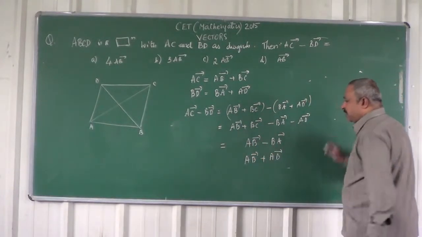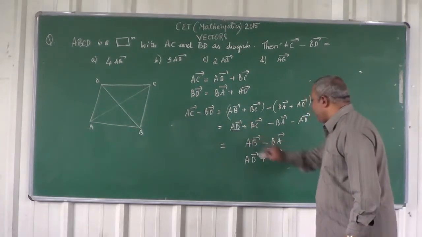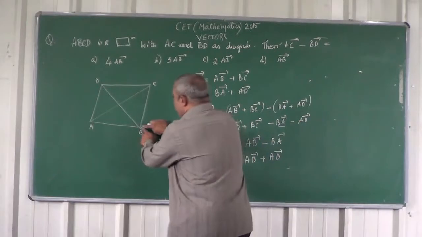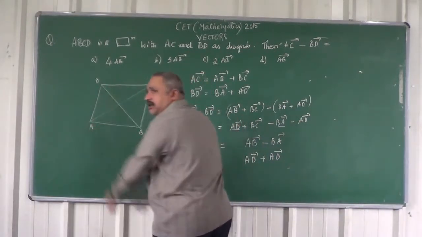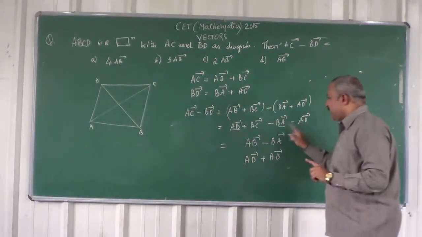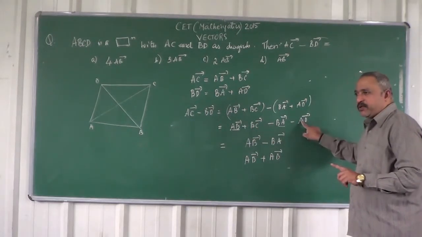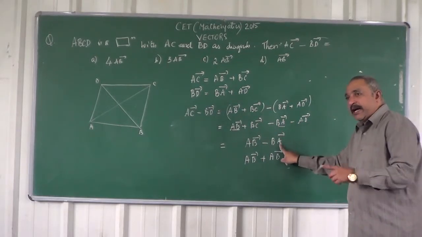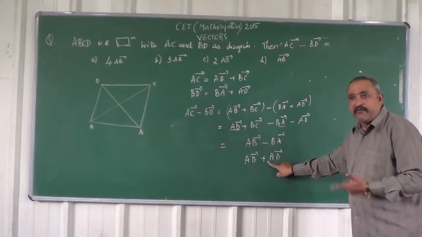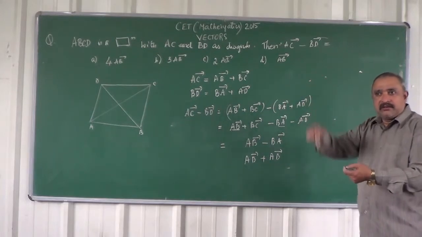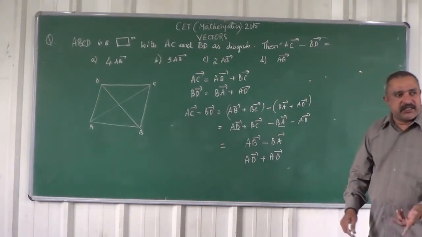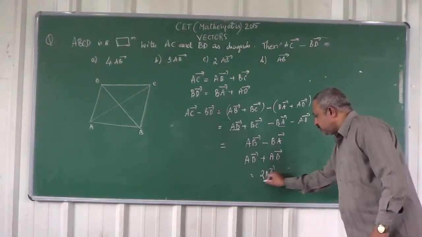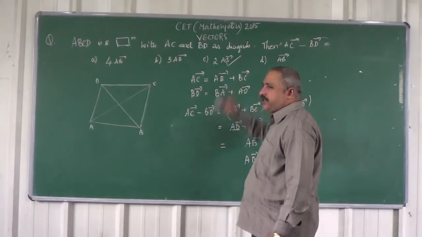Now which are the two vectors that got cancelled out? Vector AB and vector BA remained. BC vector and AD vector got cancelled. Why? You see that BC vector and AD vector are opposite in direction but equal in magnitude, so they get cancelled. So you are left with vector AB minus vector BA. Minus of vector BA can be written as plus of vector AB. You change the direction, change the sign also. So this becomes equal to 2 times AB. So option C is the correct answer.